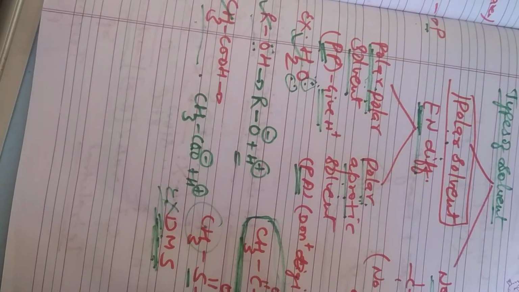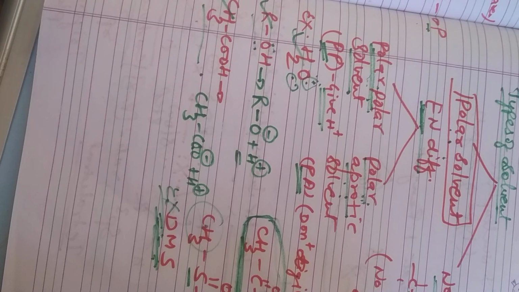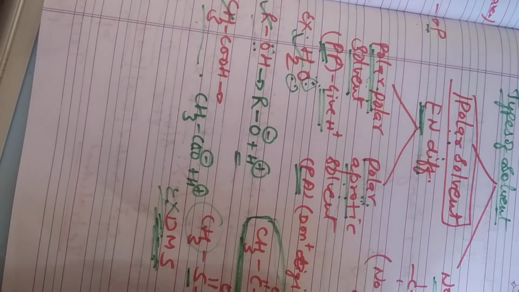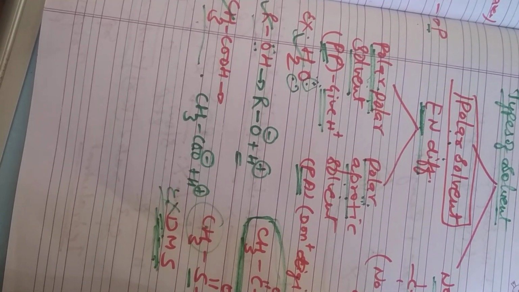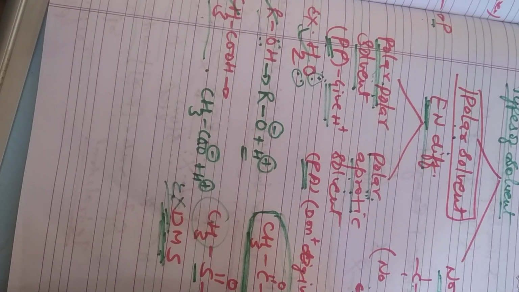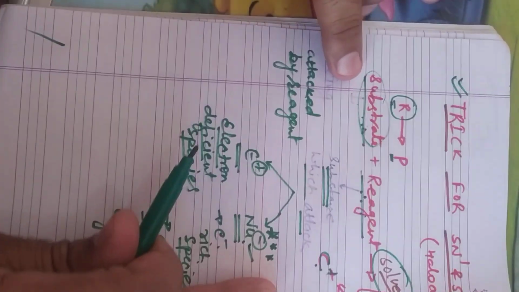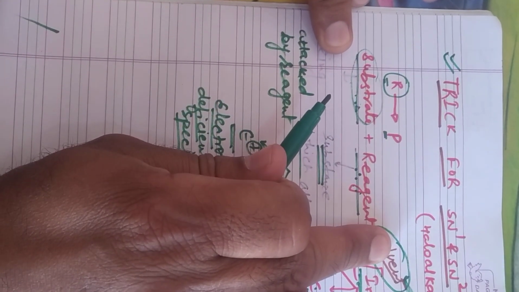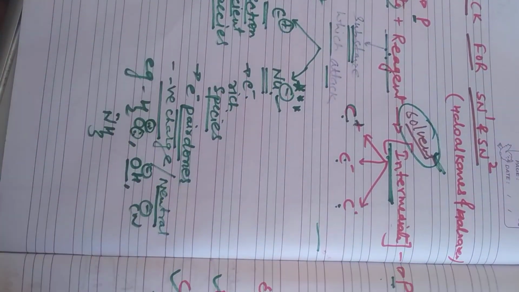Now coming to non-polar solvent, the solvent in which atoms do not have a difference in electronegativity. In N-hexane, six carbons are there, and there is no difference between carbon and carbon, so this is a non-polar solvent. There is no difference in electronegativity. In the solvent, substrate and reagent are dissolved. They form an intermediate, three types of intermediate may be formed, and then the product.